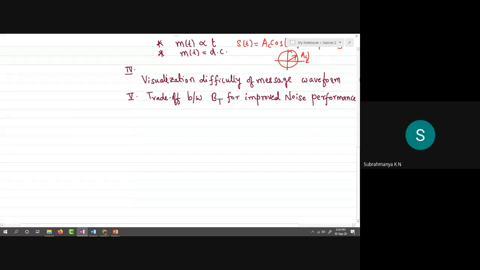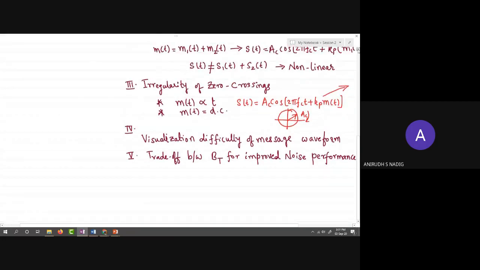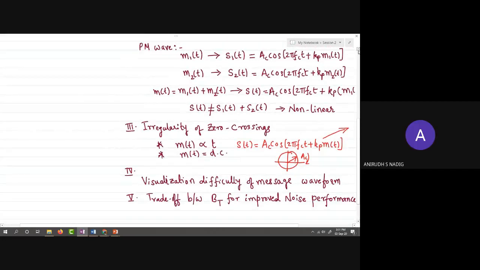Okay, any question at this point? Sir, all these trade-offs we have for FM, right? So why don't we have any PM radios like that? That applies to PM also. Yes, that's a good question, and I'm going to take that immediately.